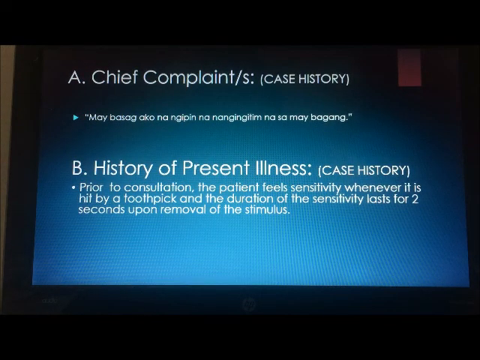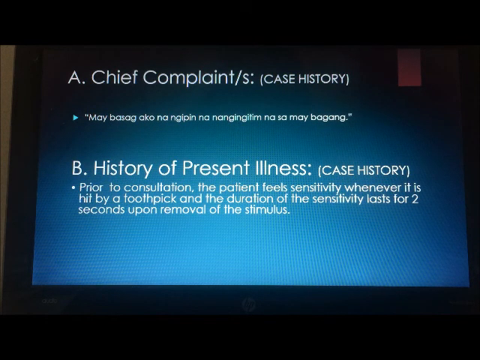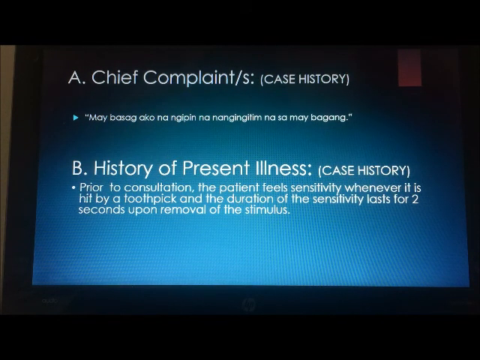Eric's chief complaint is, "may basag ako ng ngipin na nangingitim na sa may bagang." His history of present illness is, prior to consultation, the patient feels sensitivity whenever it is hit by a toothpick, and the duration of sensitivity lasts for 2 seconds upon removal of the stimulus.